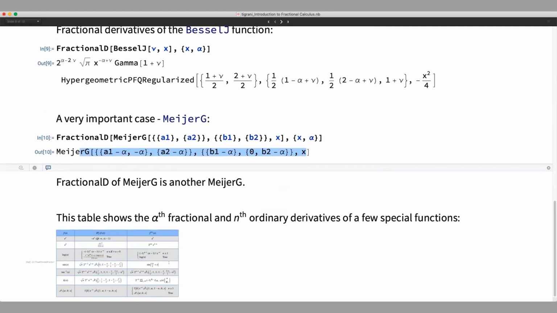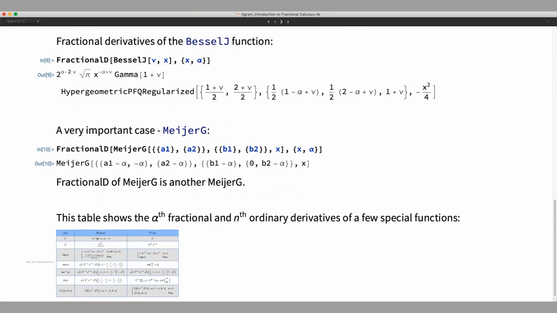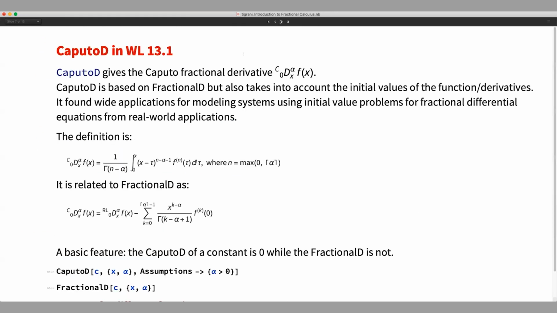Here I'm showing the table where we have fractional derivatives of some common functions and ordinary derivatives of them. We see that for x, we have one more term, while for sine, for example, the output is in hypergeometric functions and so on. This was about fractional D, and we are going to the next function that was implemented in 13.1.